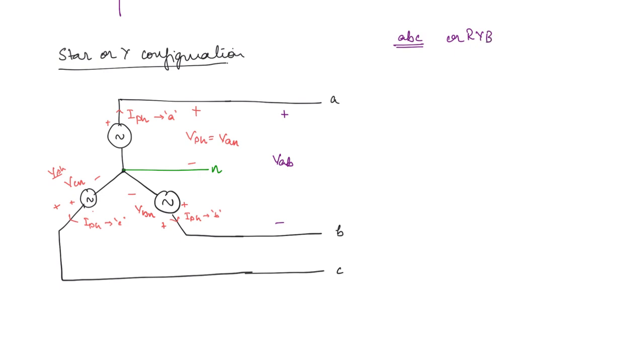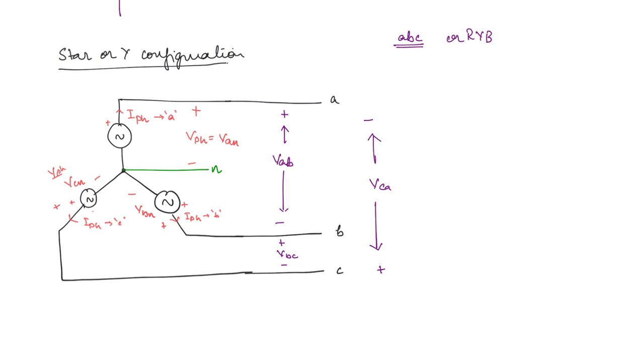These are some standard sequences. So this is VAB voltage. Next what we have? VBC. The voltage between B and C terminals will be VBC. Next VCA will be the next voltage. Okay. So these are the line voltages.